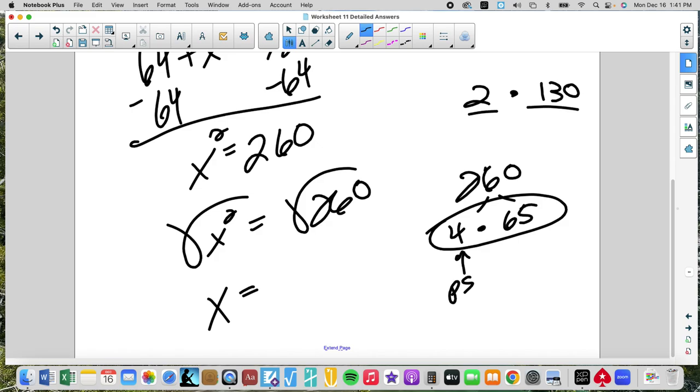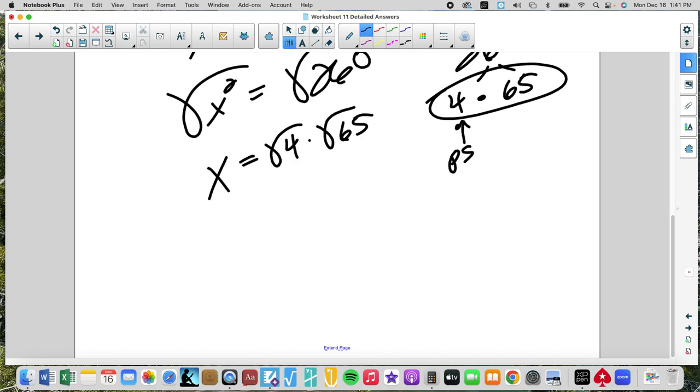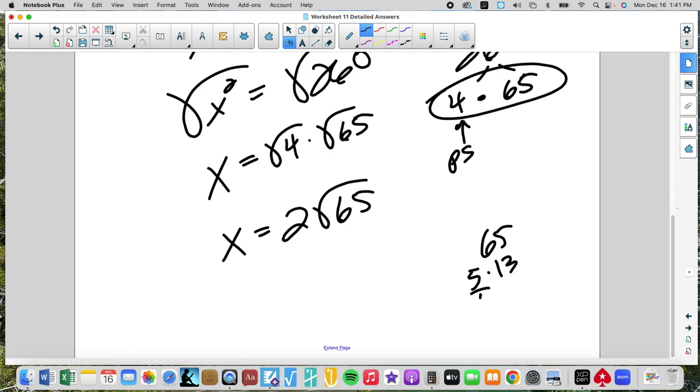So when I have the square root of 260, I can break it up into the square root of 4 times the square root of 65. And that is way more beneficial because the square root of 4 is a perfect square, so you get 2 rad 65. Why didn't I break 65? Because I know what 65 creates. That's 5 times 13. And neither of these are perfect squares, so we wouldn't be able to simplify this any further. So, very important, through experience.